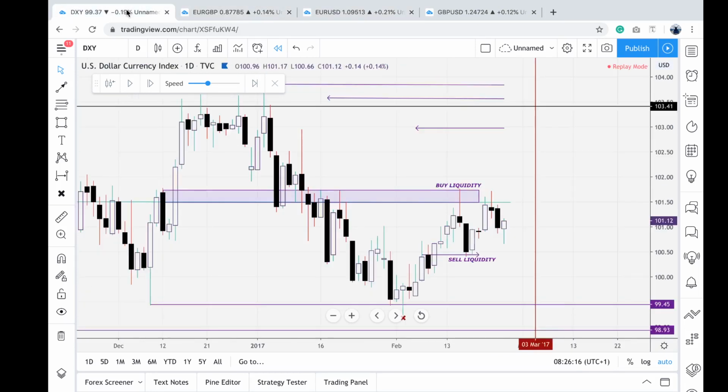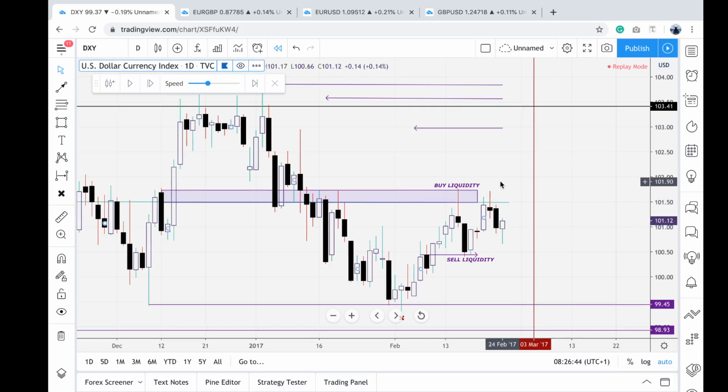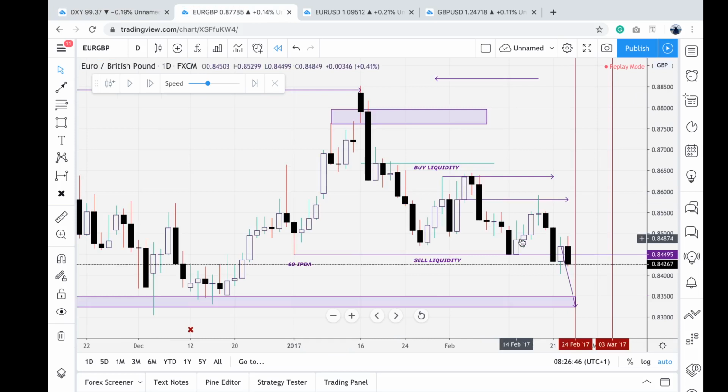So let's see what the DXY wants to do next. Seems like DXY wants to reach for this level. This is Thursday's price action, I think. Let me check. This is February 24th, so this is actually Friday's price action. So now we're looking forward to a new week, which is Monday the 24th. I need to play one more to get to the 24th.